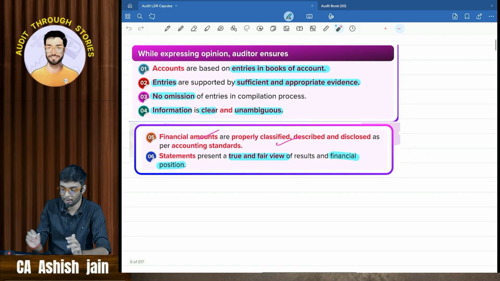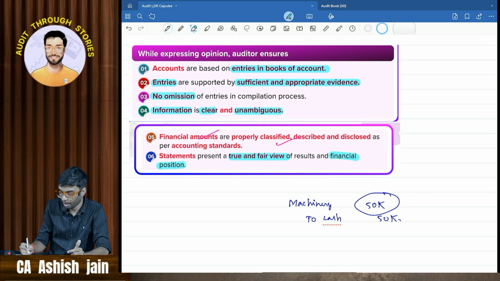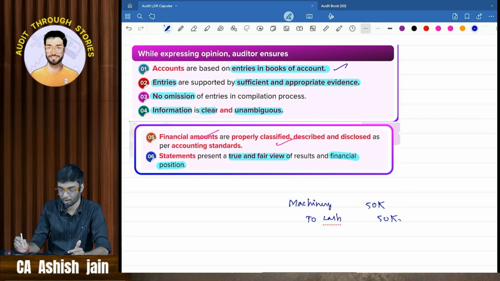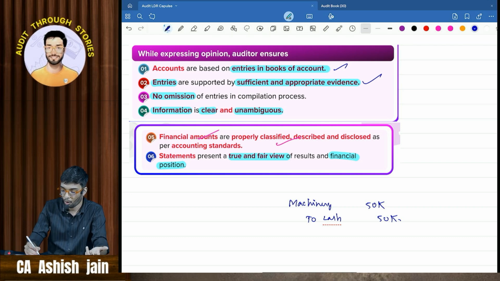I'm going to give you one simple memory technique to remember these. Just remember a journal entry: Machinery account debit to cash, 50K. Obviously this journal entry would have been passed in the books of accounts, so entries have been made in the books. On what basis would management have passed the entry? They would have some invoice for the purchase of plant, property and equipment, based on which they recorded the entry. That invoice is nothing but sufficient appropriate audit evidence. An auditor should not omit this entry, and information should be clear and unambiguous.